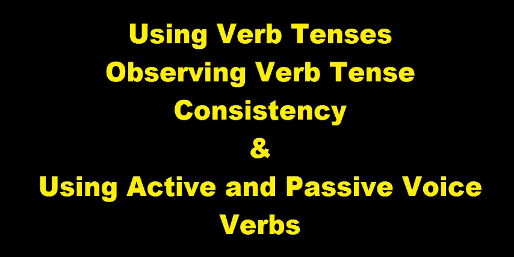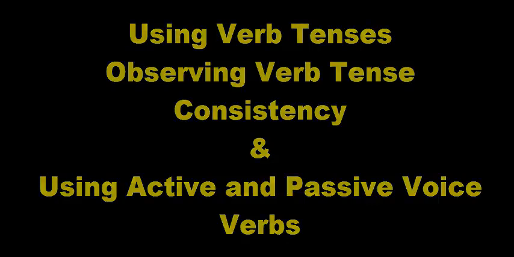In this section, we're going to be talking about using verb tenses, observing verb tense consistency, and active and passive voice. So we're working through pages 102 through 105. Go ahead and get out your workbook, and let's turn to page 102. Look at the different verb tenses that are listed on page 102.